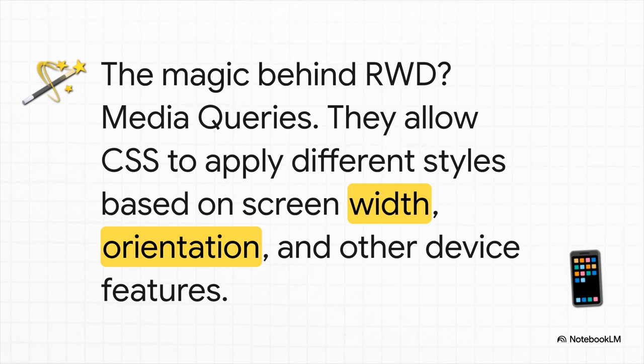So how do we give the browser these instructions? The key tool is something called media queries. Think of them like little if-then rules for your design. You can literally tell the browser, hey, if the screen is wider than 800 pixels, use this layout. But if it's narrower, use this other layout instead. This is the secret sauce that makes the whole thing work.